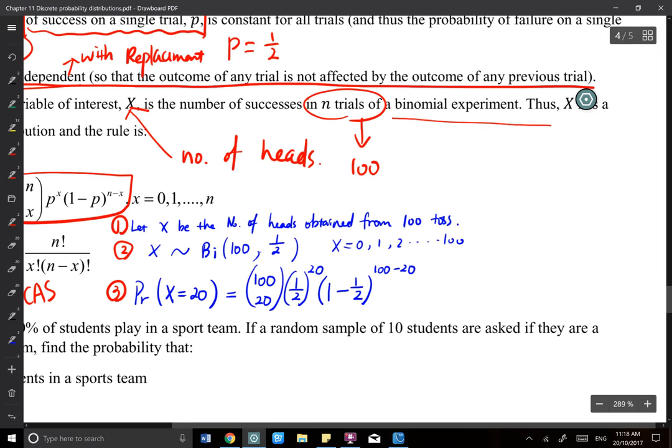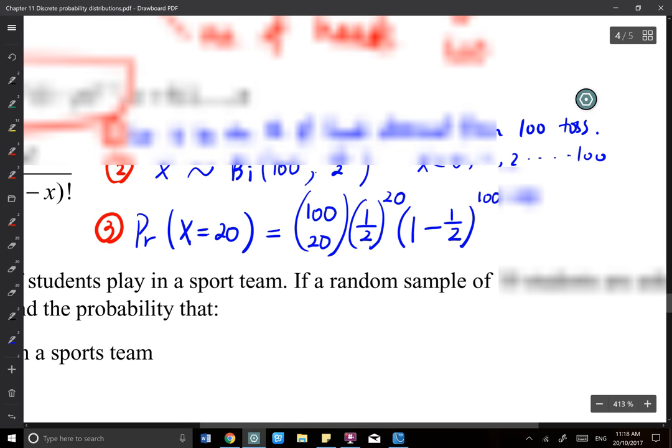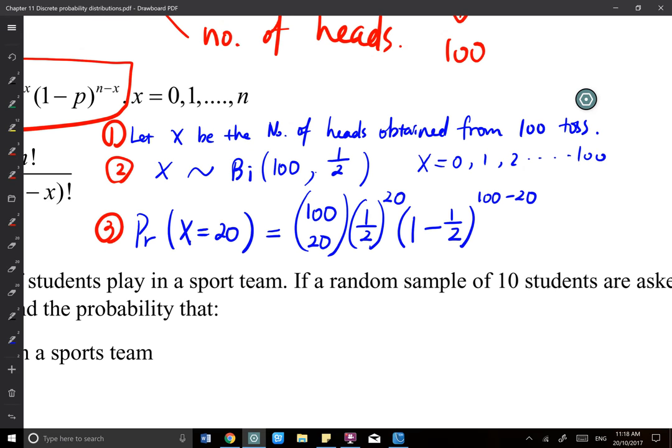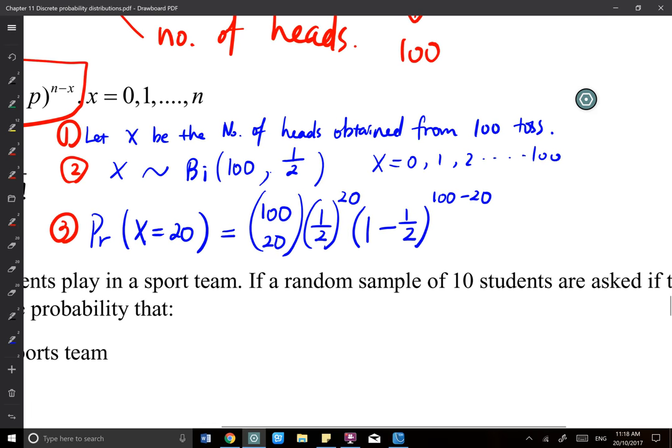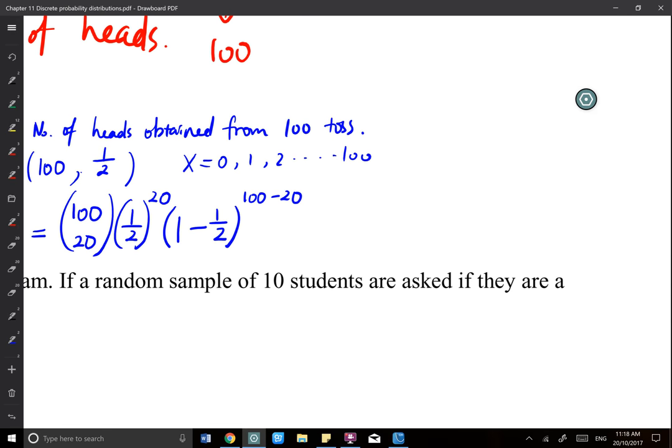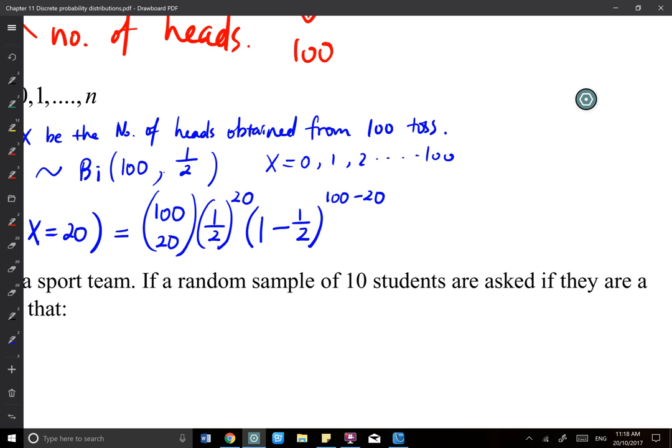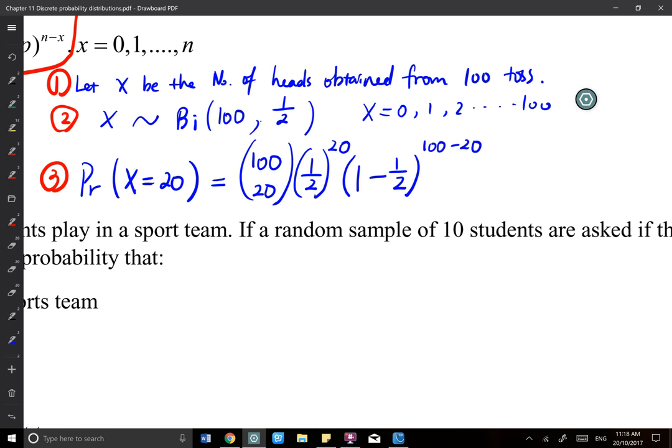For binomial distribution, I have three steps I want you to clearly remember. First, you need to label what is X. You need to name the X, give a meaning to the X. So X is the number of heads obtained from 100 tosses. That's the meaning of X: what X represents, the number of heads you obtain from your experiment. Second, you must write that line, the distribution line. So you tell people what the X distribution is. X distribution is a binomial distribution.